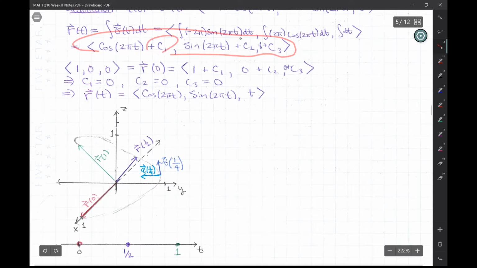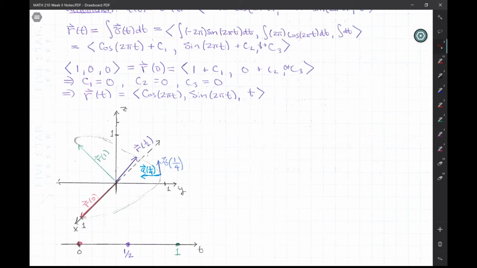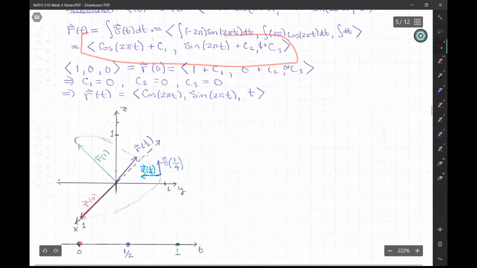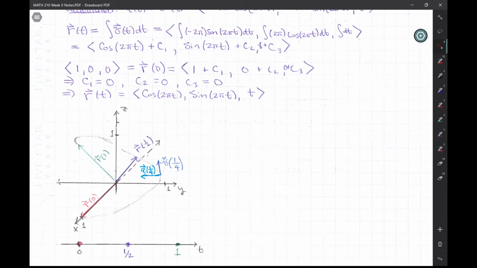Please don't forget the constants. That's extremely important, and you wouldn't be able to finish this problem if you didn't include the constants. So what you see here in that box is a position function that's consistent with the velocity. For any constants that we fill in, the derivative of this boxed term here will give us the velocity that we were given in the problem.